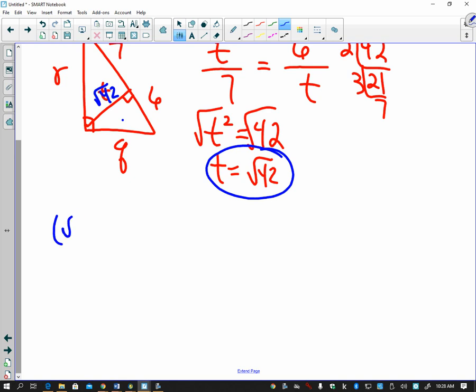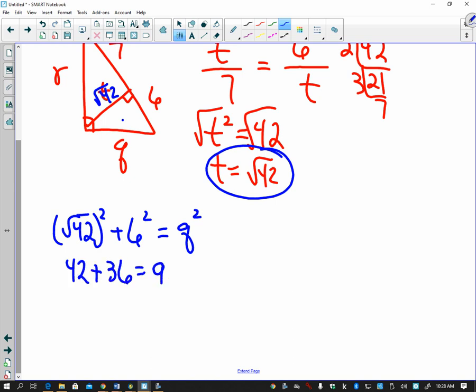Okay, so for the rest of it, I'm doing what? Square root of 42 squared plus 6 squared equals Q squared. Do we understand why Q is the hypotenuse of this smaller triangle? Because it's opposite the right angle. What's the square root of 42 squared? 42. 42 plus 36 equals Q squared. Right, what's that, 78? 78 equals Q squared. All right, square root of 78.